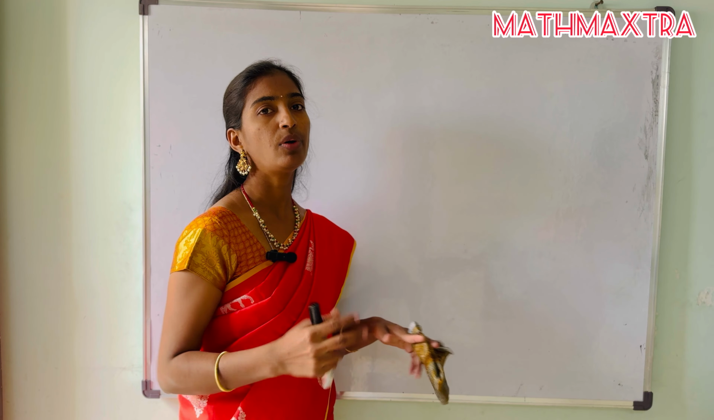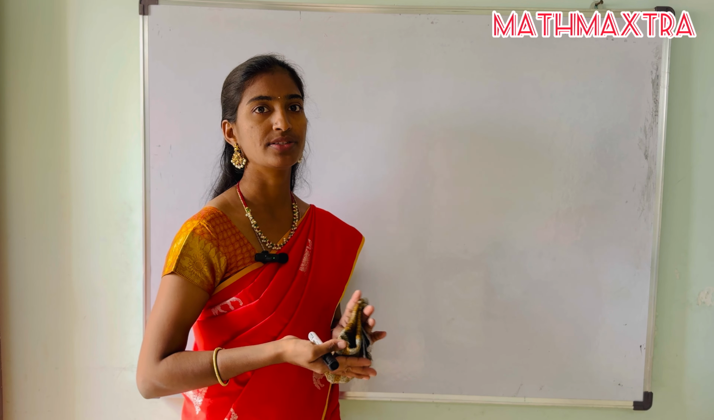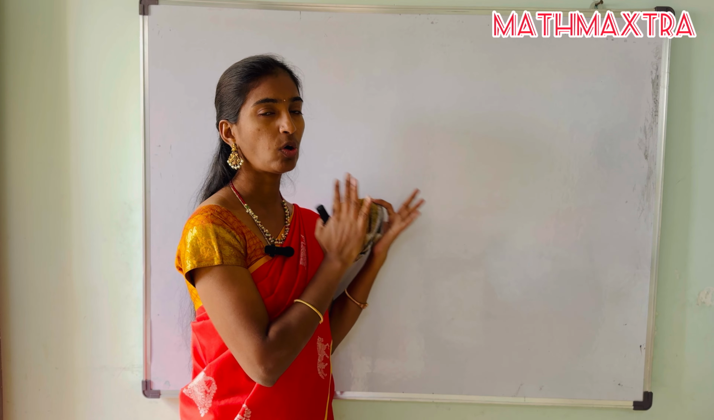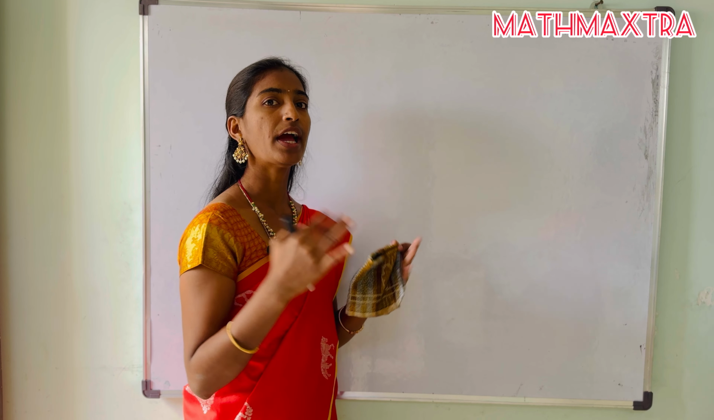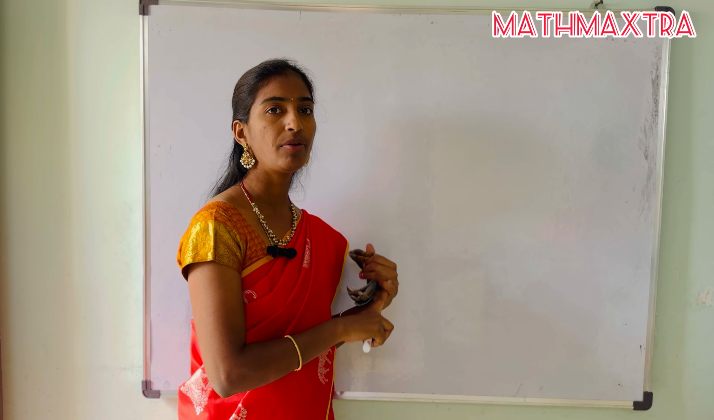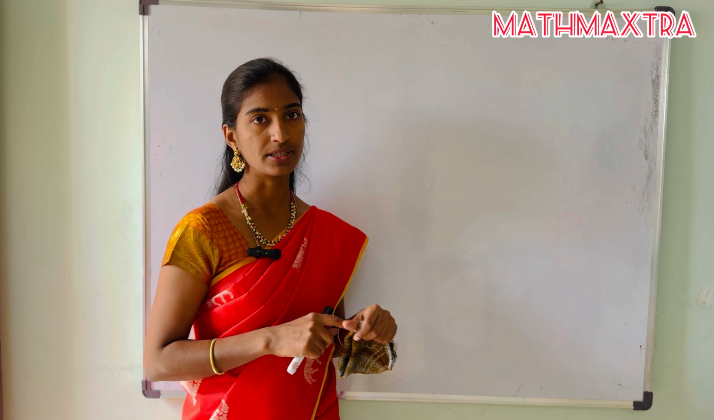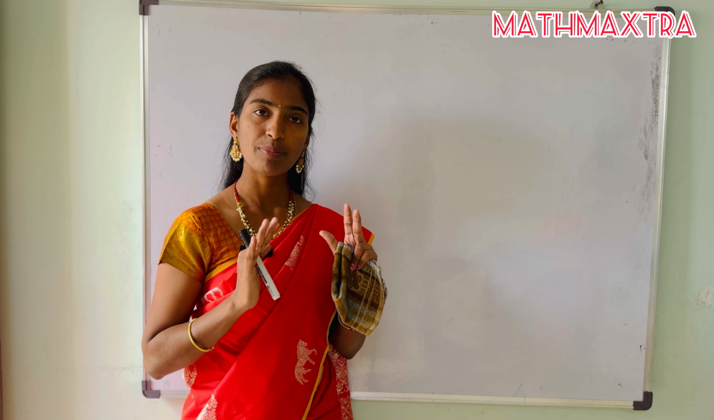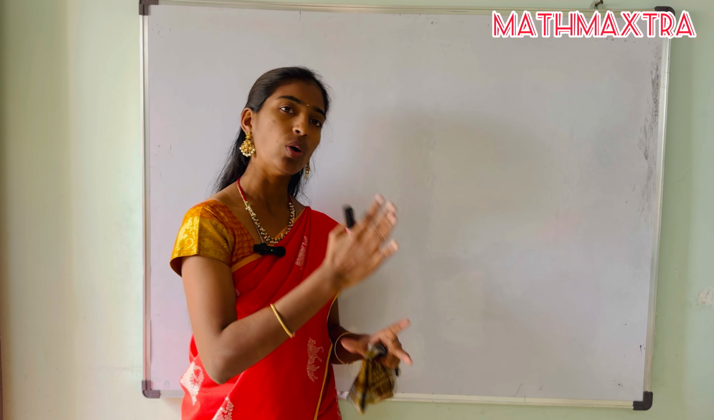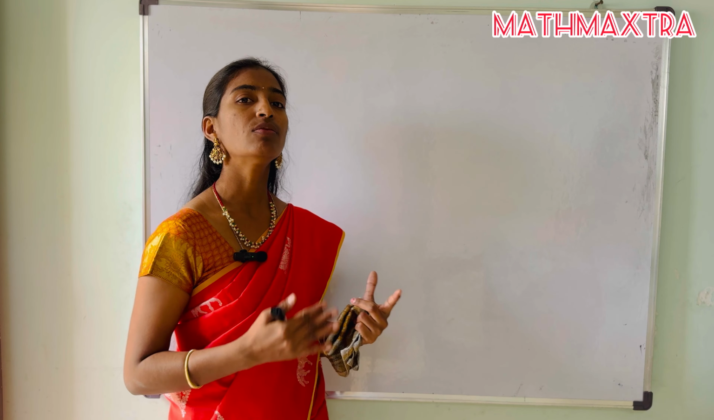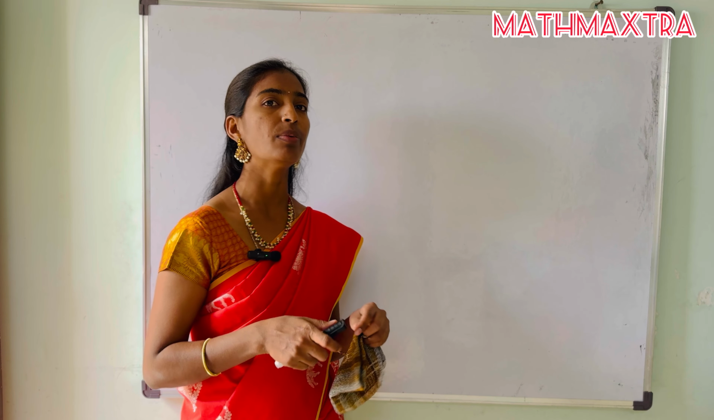Okay. Among polygons, there are two more types. What are those? Apart from concave and convex types, we have one more type, that is regular polygons and irregular polygons. What do you mean by regular polygons? See, a polygon in which all the sides are equal and all the angles are equal, we call that polygon a regular polygon.